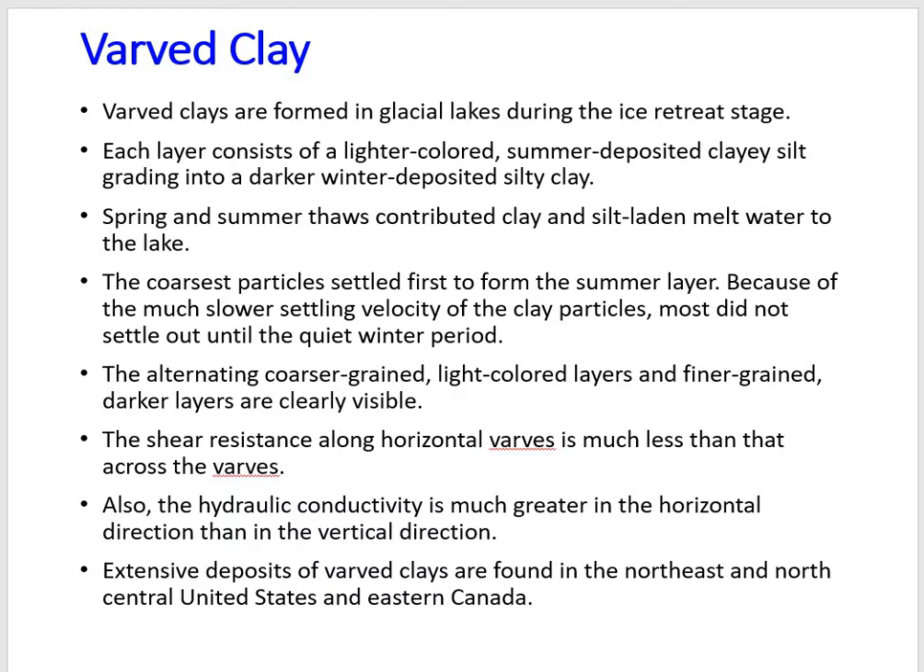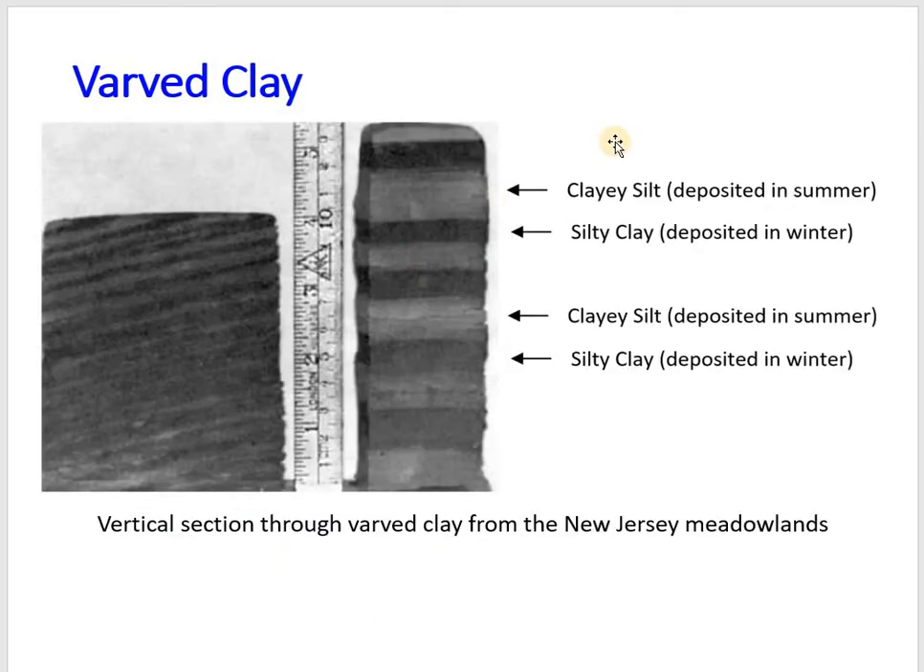Checking the other aspects, regarding strength parameters, along the horizontal varves the shear strength is quite higher compared to across the varves, that means across the vertical direction. Also, the hydraulic conductivity in the horizontal direction is higher compared to the vertical direction. The areas where these are usually found are the northeast and north central United States, eastern Canada, etc. Here I will show you a figure of a varved clay, how it looks. It is a cross-sectional view of a thick varved clay deposit. You can see here.